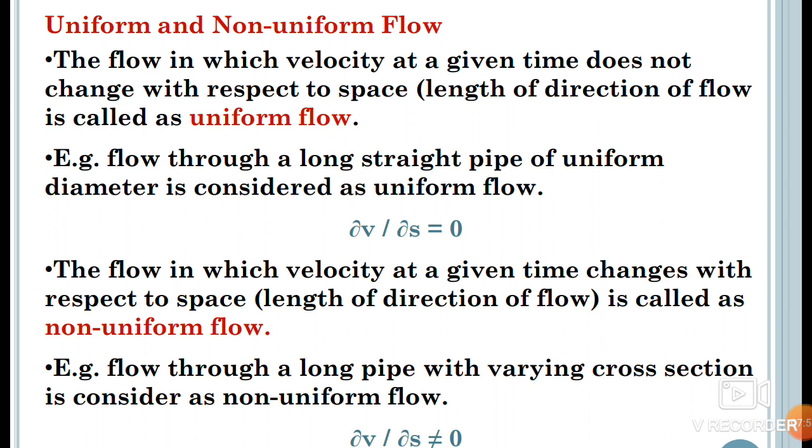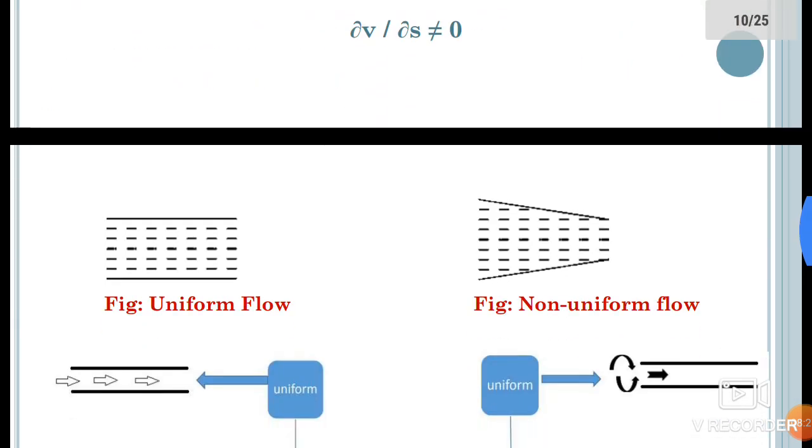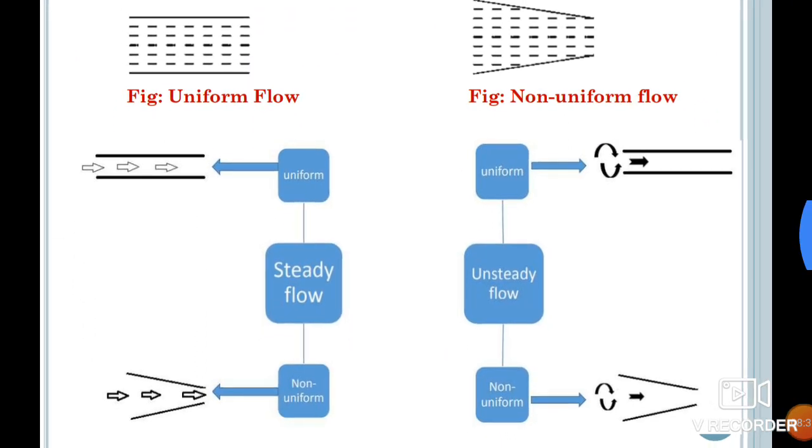The channel has some difference in shape. For example, if it is coming as rectangular and if it is diverging like a small trapezoidal channel, then that flow will not be uniform. It will be non-uniform flow. So in case of uniform flow, we can say that ∂v/∂s = 0, where ∂s is the change in space, change in velocity with respect to space. And in case of non-uniform, ∂v/∂s ≠ 0. Similarly, ∂p/∂s = 0 for uniform, and ∂p/∂s ≠ 0 for non-uniform. So here is an illustration of uniform and non-uniform flow.